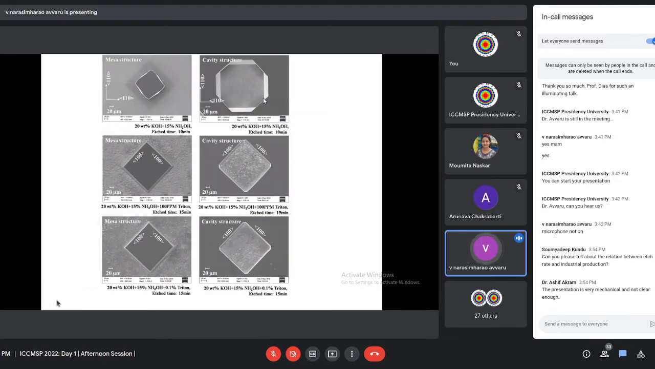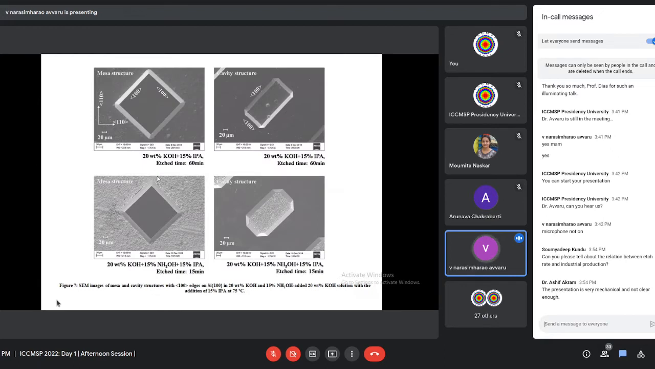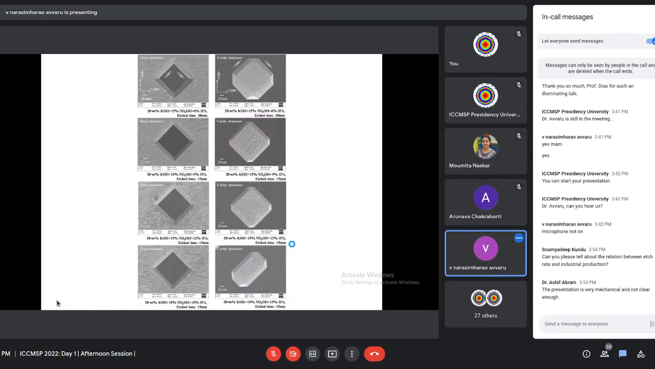These are images of different concentrations. We also added IPA to this modified solution, and we observed results similar to pure solution. We fabricated mesa and cavity structures in this modified solution similarly as in pure solution, with high speed. This is a different concentration.